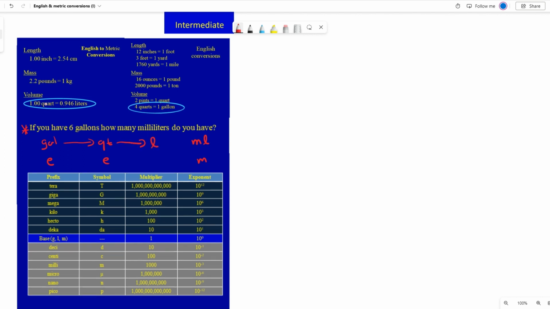So now we're finally in the metric system. And then our third conversion will go from liters to milliliters. So we'll have our base unit down here in liters, and we need to get to milliliters. So this will be our third conversion that we need to do, and we can see that it's a 1,000 to 1 ratio between the liters and the milliliters. So this problem is going to be 1, 2, 3 steps long.